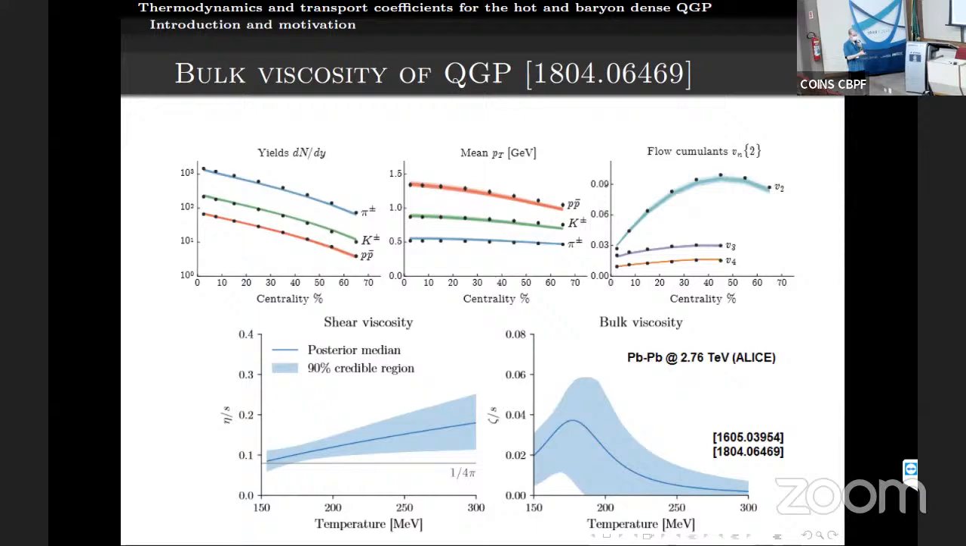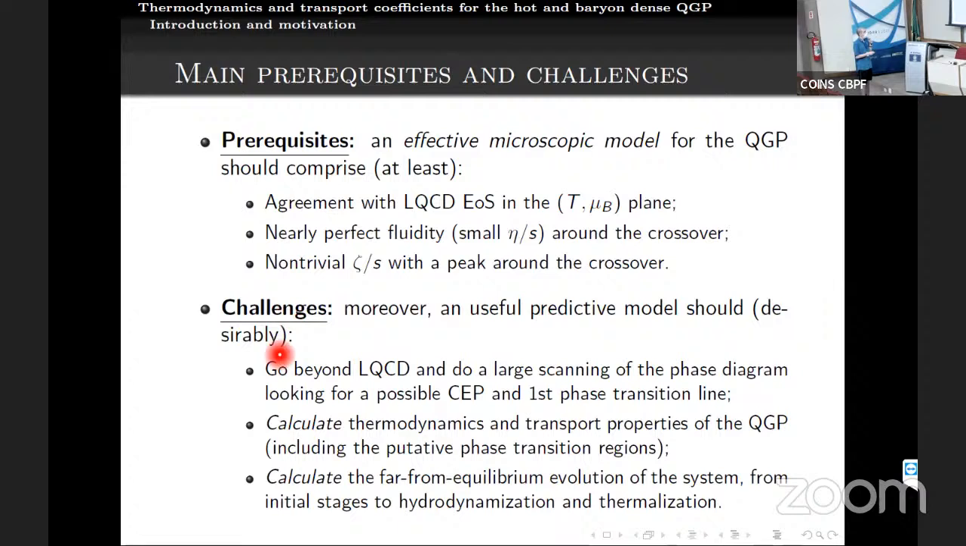And some challenges that an effective model should be able to approach are the following. We should be able to go beyond lattice QCD calculations and do a large scanning of the phase diagram, look for a possible critical endpoint and a first order phase transition line in the phase diagram of the model. We should be able to calculate thermodynamic and transport properties of the quark-gluon plasma, including the putative phase transition regions. And this is a long-term challenge because this is really very difficult.